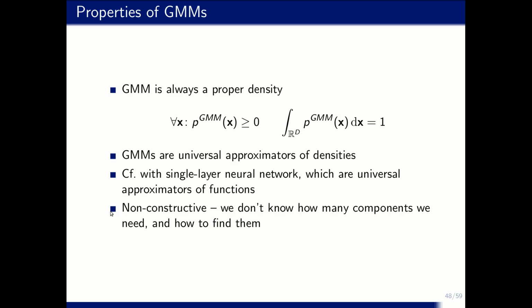However, note that this is non-constructive. So in principle, we might need a lot of components, so our K, uppercase K, might be very large. And this is also not constructive, so we don't know how to find them. But it's reassuring that in principle, regardless of the density you want to model, you can model this with a Gaussian mixture model if you have enough components and if you are clever enough to fit them.